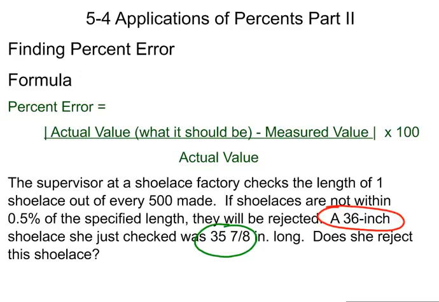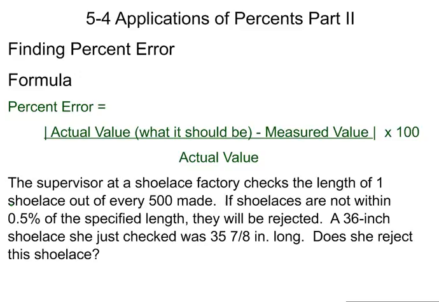So what they're saying is, this is the number that the company looks for, the percentage, to see if they should keep that shoelace or reject it. The company wants the shoelaces to be within 0.5% of the amount that they want, the 36 inches, or they don't put it in the stores.